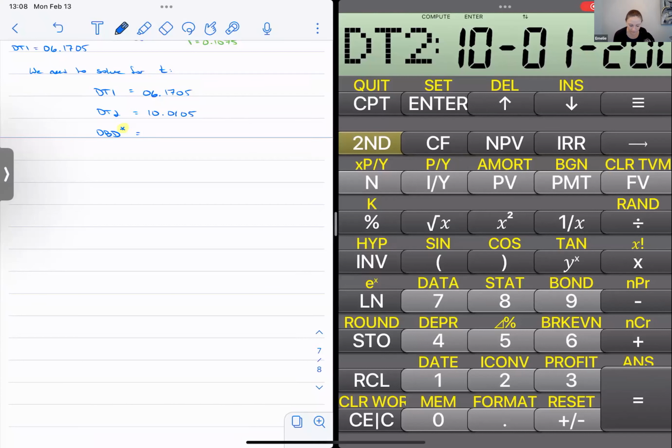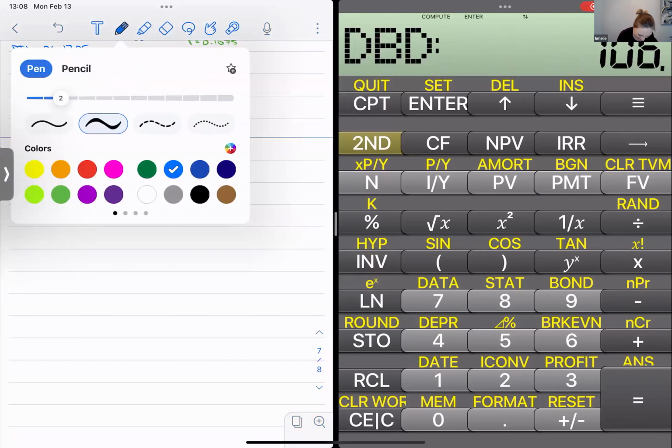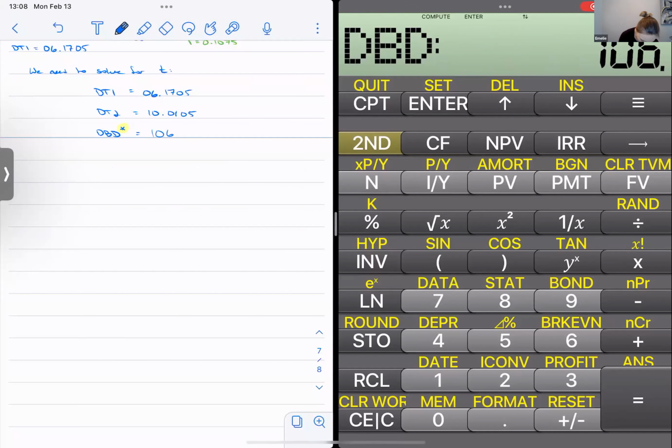Okay. So now we need to compute the days between dates. So I'm going to go down to the days between dates, and this is where I'm going to hit compute. CPT, top left corner, compute. And I think it computed 106. Okay. So there's 106 days between those two dates. Awesome. So I'm going to see if I can write that. It's oh so tiny here. 106 days.